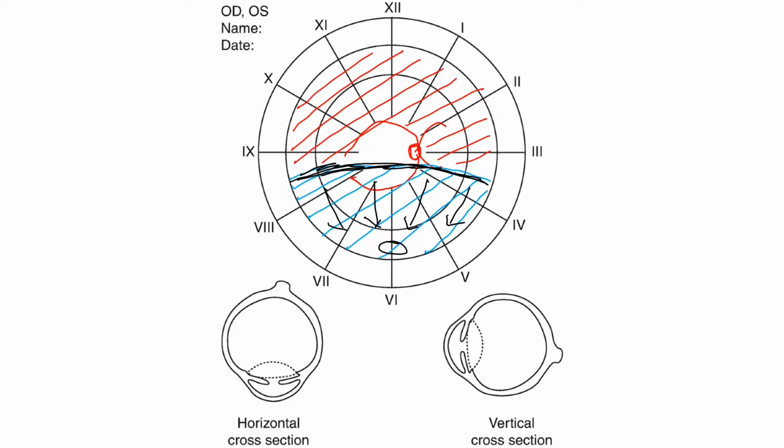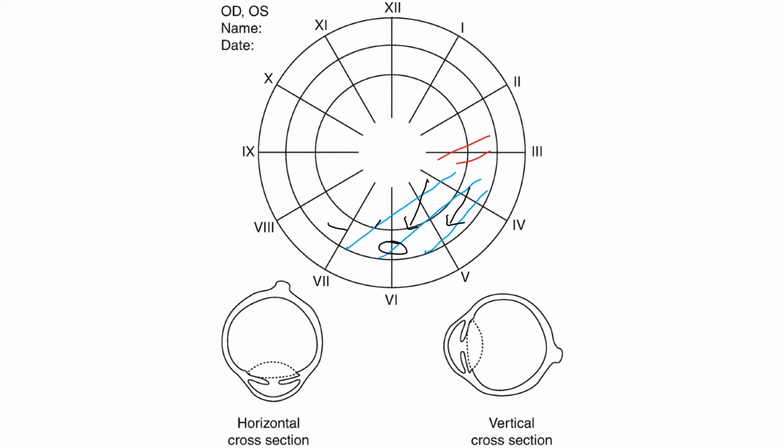This is one method which can be of very useful use when you have a detachment which is subtotal, restricted to one half or rather less than one half, maybe a quadrant or so. So we'll apply the same to another example.